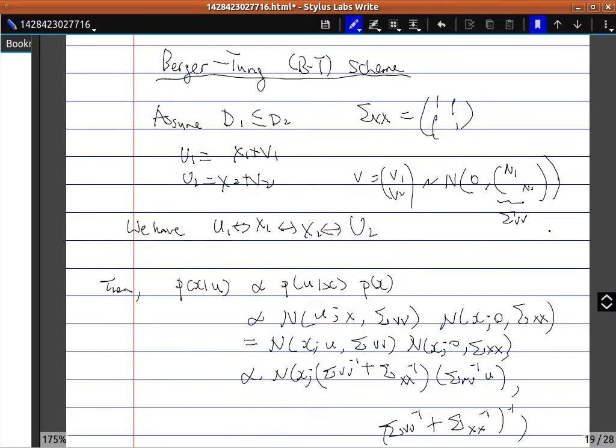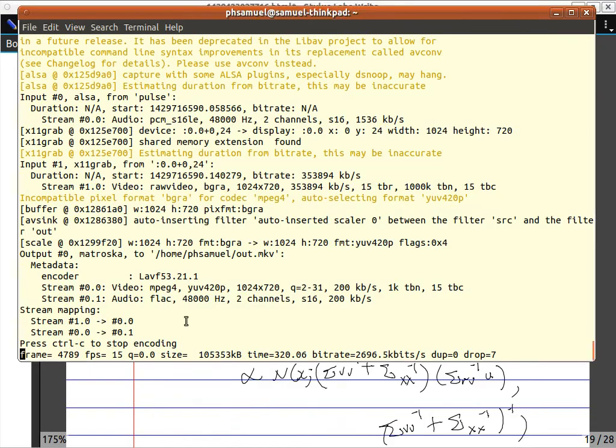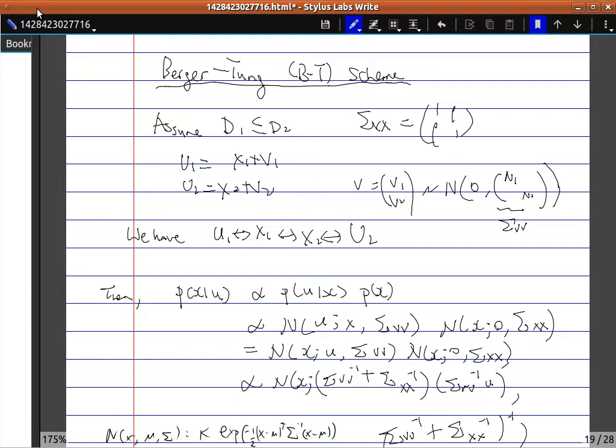Now, let's get back to the Berger-Tung scheme. We recall that the Berger-Tung scheme is basically composed of something like that. We basically have the encoders utilize some auxiliary random variables U1 and U2, such that U1 and U2 should satisfy the long Markov chain, because U1 only depends on X1 but not on X2, and so on.